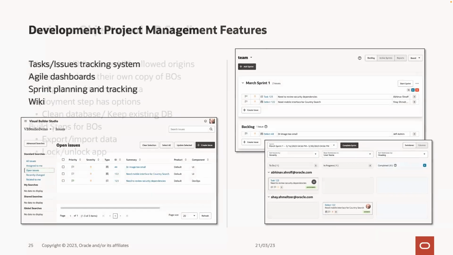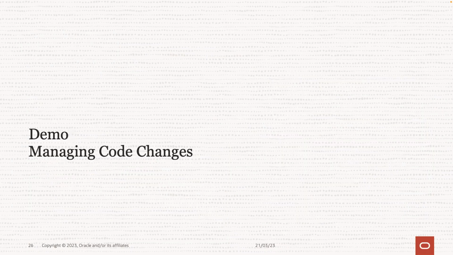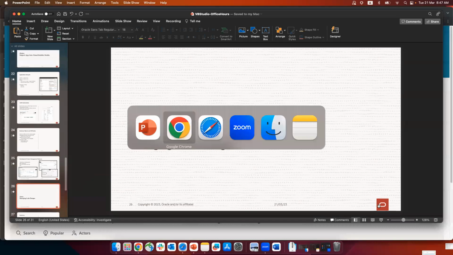So beyond those features, another thing that Visual Builder Studio gives you is the ability to do project management. We have an issue tracking system, an agile dashboard, sprint planning, and a wiki. We don't have time today to go into all of those in a lot of detail, but I wanted to show you some of those and cover the full development lifecycle of an application.